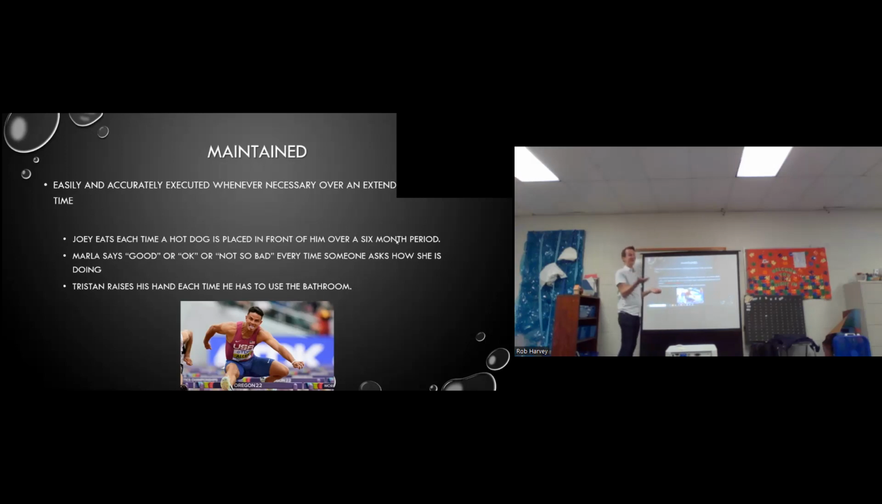So you can measure humor based on, there are some elements to it. So each time a hot dog's placed in front of him, he consumes the hot dog, right? Tristan raises his hand each time he needs to use the bathroom, right? So that's, to me, less about enduring, because it is based on some sort of stimulus, kind of like, oh, it's time to do this thing, right? People respond whenever asked, as opposed to sometimes they do and sometimes they don't.